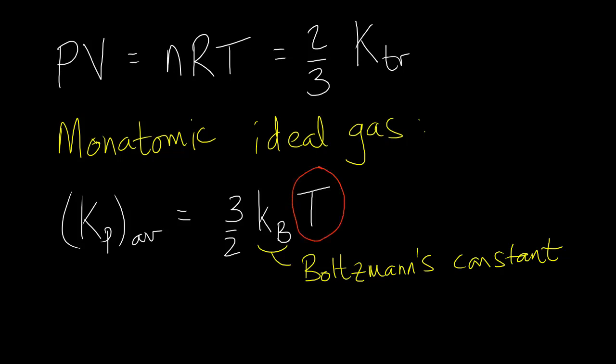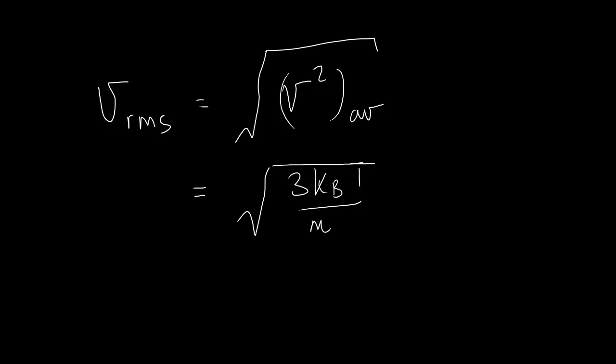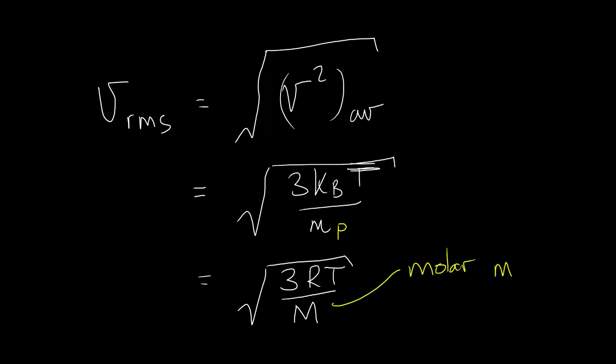This relates the temperature of an ideal gas to a clear physical quantity, which is the average kinetic energy per particle. An important measure of typical particle speed is the root mean square speed, or Vrms. Vrms is equal to the square root of v squared average, so that's the root of the mean of the square, which is equal to the square root of 3 kB T over m in terms of kB and particle mass, and the square root of 3RT over molar mass in terms of R and molar mass.